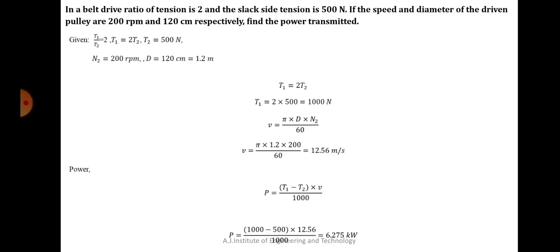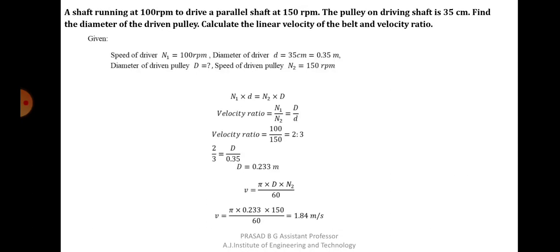Why am I dividing by 1000? Because I want the answer in terms of kilowatts. The unit of power is usually kilowatts, right? If I don't do that, I'll get the answer in watts. Nothing wrong, but generally the power will be in terms of kilowatts. So I am dividing the answer by 1000. So it is (T1 minus T2) into V divided by 1000. That is the formula to find power.